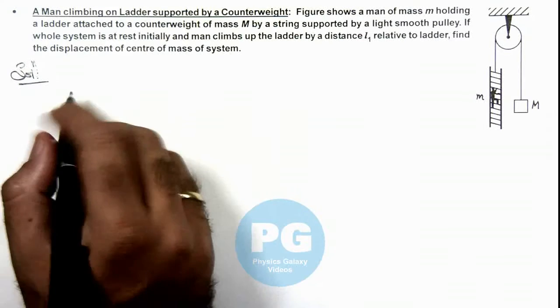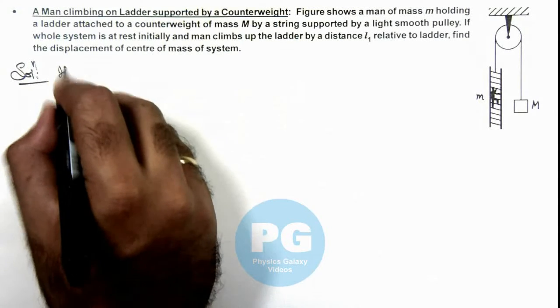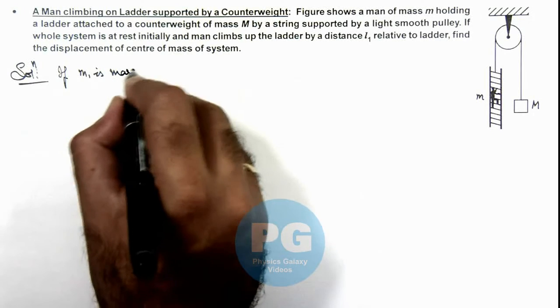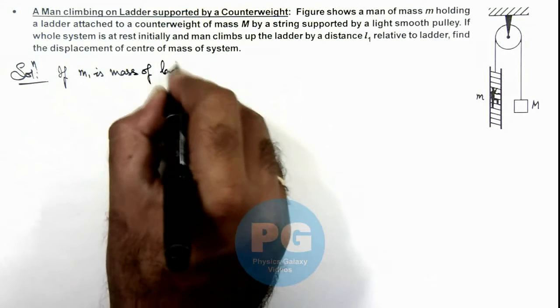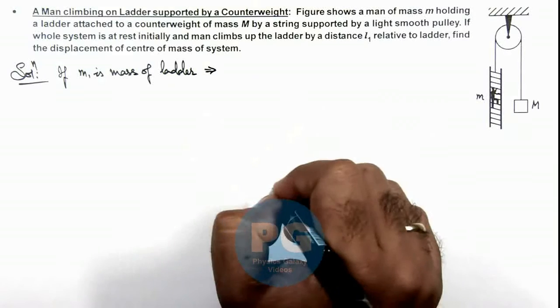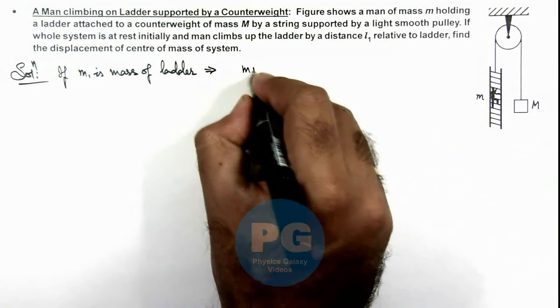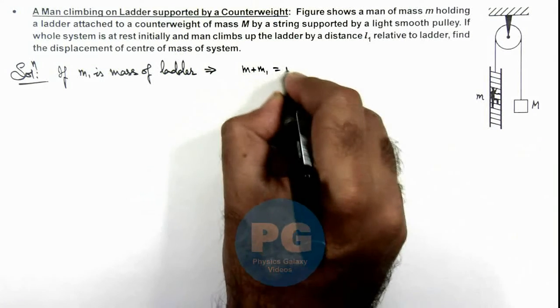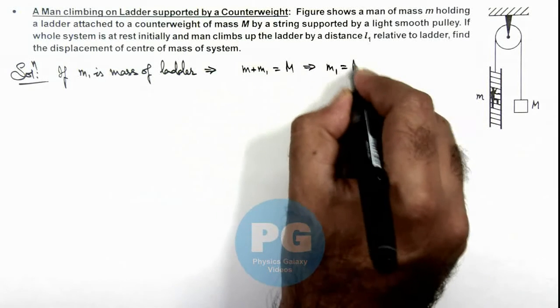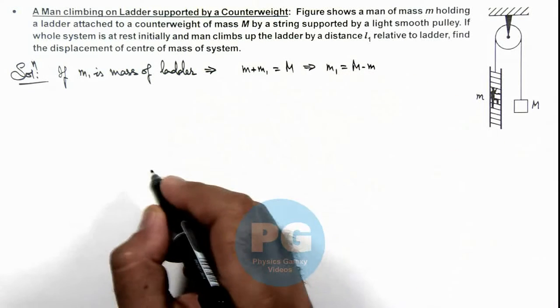So here in the solution we can write, if M1 is the mass of the ladder, this implies for the system to be in equilibrium, m plus M1 must be equal to capital M. This implies the ladder mass is capital M minus small m.